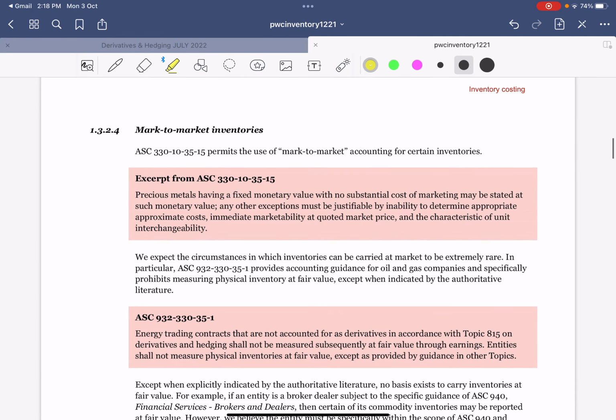Mark to market inventory, I have pretty much an understanding. Like, inventory includes stock. For an asset management company or some other investing company, inventory includes stock, so they are marked to market. Precious metal having fixed monetary value with no substantial cost of marketing may be stated at such monetary value. Any other exceptions must be justified by the inability to determine an appropriate approximate cost or market.